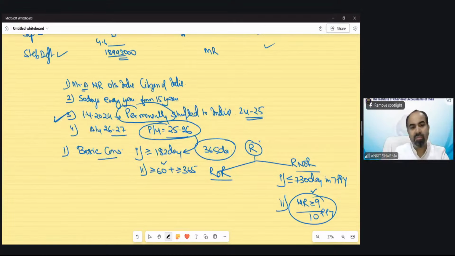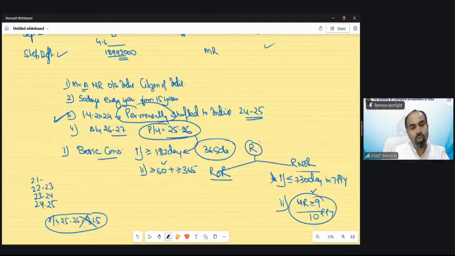Now you can see in previous year 25-26, he was in India for the full 365 days. But for checking these conditions, the previous year's days are irrelevant. So we have to take the 7 preceding previous years. That means 24-25, 23-24, 22-23, 21-22, 20-21, 19-20, and 18-19. These are the 7 years, in one of which he was in India for 365 days.